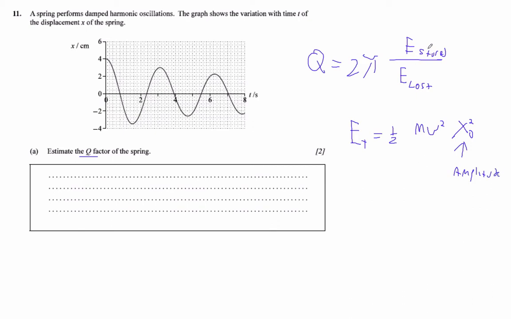Technically speaking, our energy stored is going to be 1/2 the mass, which I don't know, times omega, which I could figure out here but it turns out I don't need, times the amplitude squared. I can read the amplitude: it's 3 centimeters, or sorry, whoops, 4 centimeters. And I'm going to square that. So this is my stored energy.